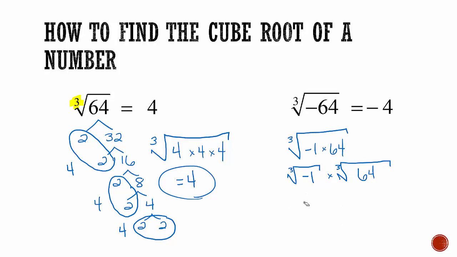Well, the cube root of negative 1 is just negative 1 times negative 1 times negative 1, so the cube root of negative 1 is negative 1, and we know from our previous example the cube root of 64 is 4, so therefore the cube root of negative 64, negative 1 times 4, is just negative 4.